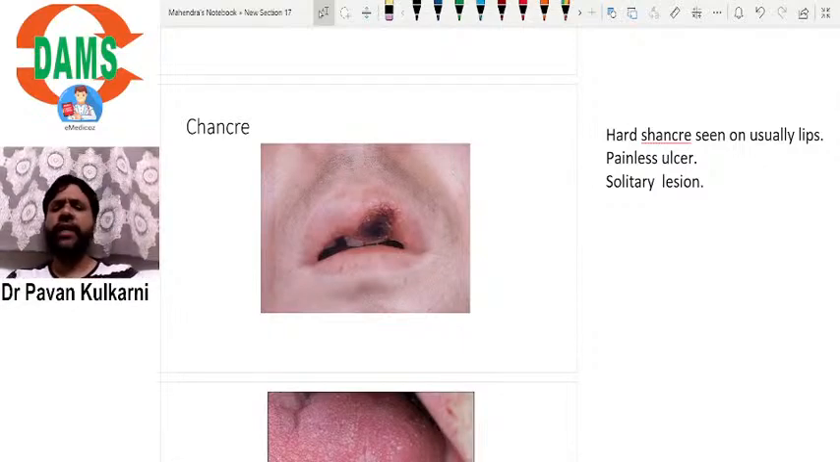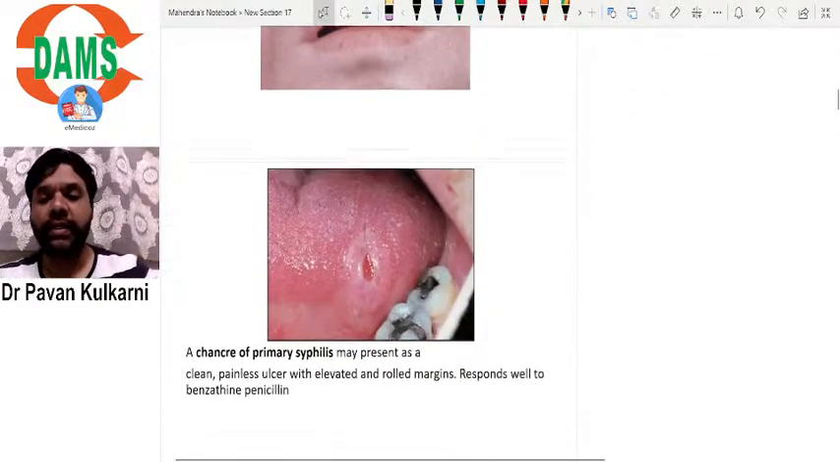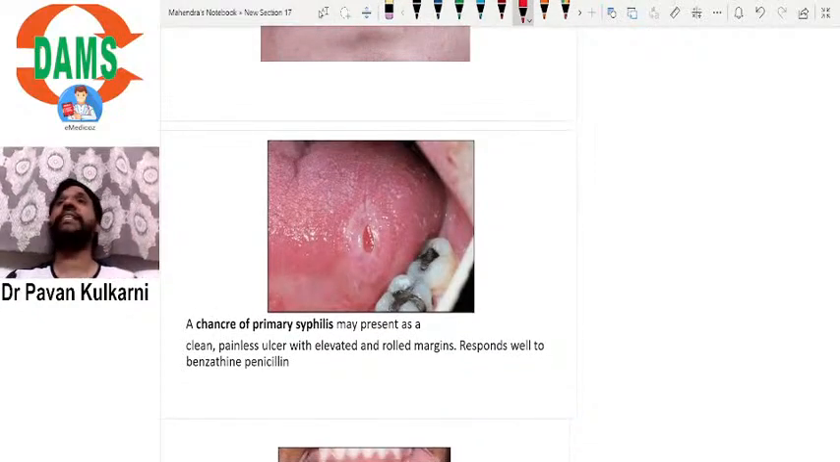Okay, this is a chancre. All of us know chancre typically occurs in syphilis patients, primary syphilis, and look at that, it's a single lesion. It is solitary. It will not be multiple. It's a solitary lesion that usually occurs on the lips, and they are painless. Please remember, they are never painful. Syphilitic ulcers are painless.